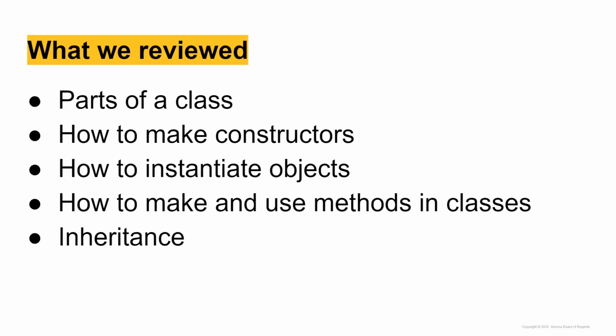All right, so that's the end of the content I have for you today. So I'm just going to go over what we reviewed real quick. We reviewed the parts of a class. We talked about how to make constructors. We talked about how to instantiate objects. We talked about how to make and use methods and classes. And then we talked about how you can inherit a class from another one and call different methods from different inherited classes.